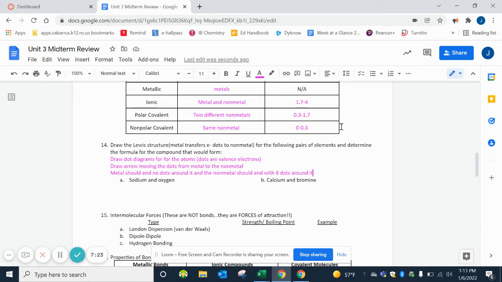So again, you can go ahead and do A and B, and then you can check your answers, and I'll have it on the answer key. I just can't do it on the computer.